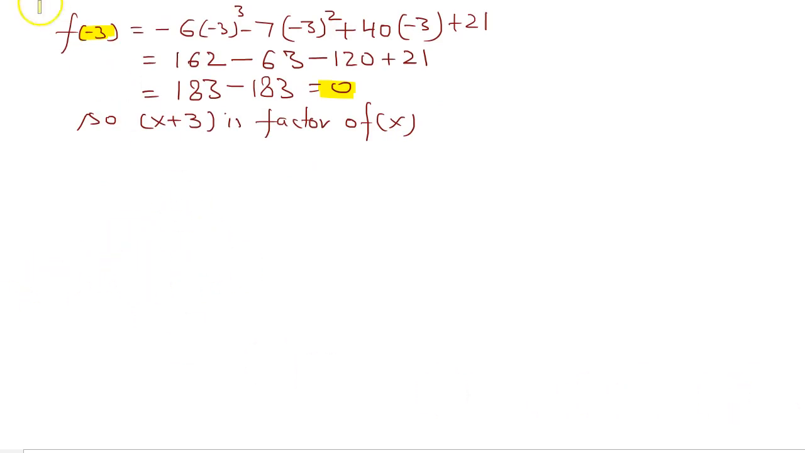Now factorize completely. We'll use the method of long division to factorize it completely. Let's divide by x plus 3. Our polynomial is minus 6x cubed, minus 7x squared, plus 40x, and plus 21.